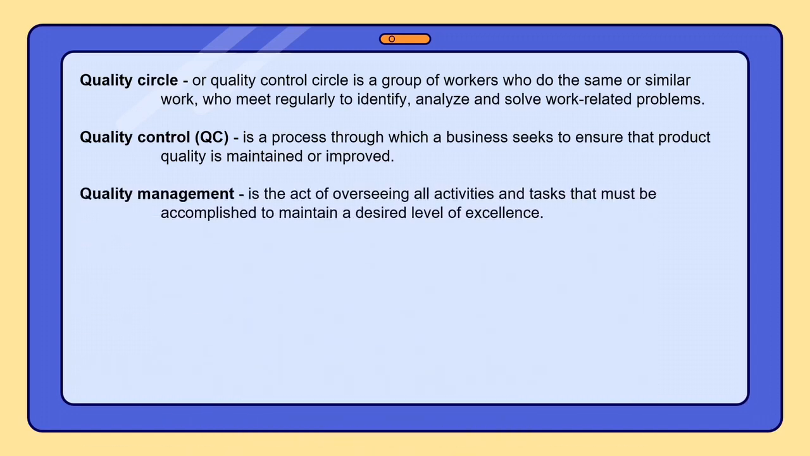So, next is quality management. Quality management is the act of overseeing all activities and tasks that must be accomplished to maintain a desired level of excellence. It also includes the determination of quality policy, creating and implementing quality planning and assurance, and quality control and quality improvement.